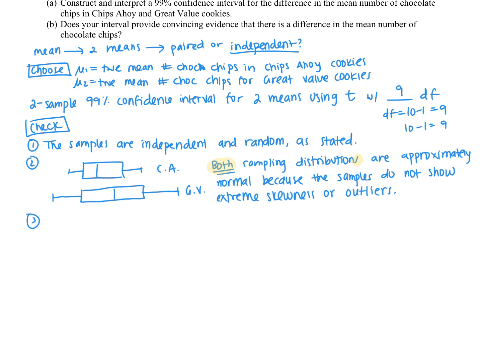Okay, and then 10% rule. We are sampling cookies, so we do, of course, need to check the 10% rule. Well, we're sampling cookies, probably without replacement. And this is a finite population. There's a finite number of cookies in the world. And so we need our first sample size to be less than 10% of that population, and we need our second sample size to be less than 10% of that population. So the first sample is the Chips Ahoy, so we need 10 to be less than 10% of N1. So our first population has to be greater than 100, and likewise our second population has to be greater than 100.